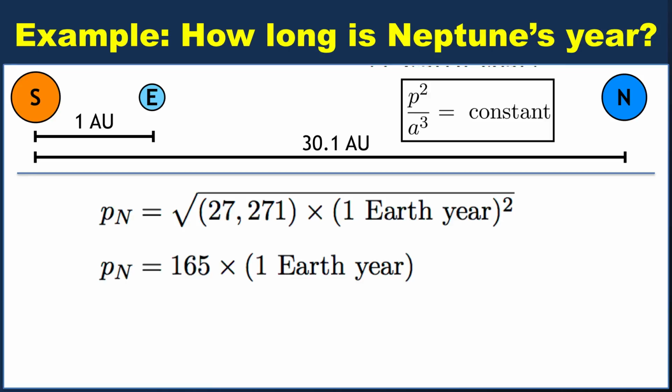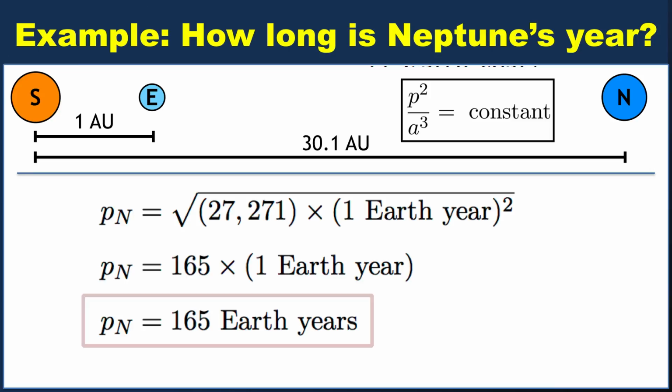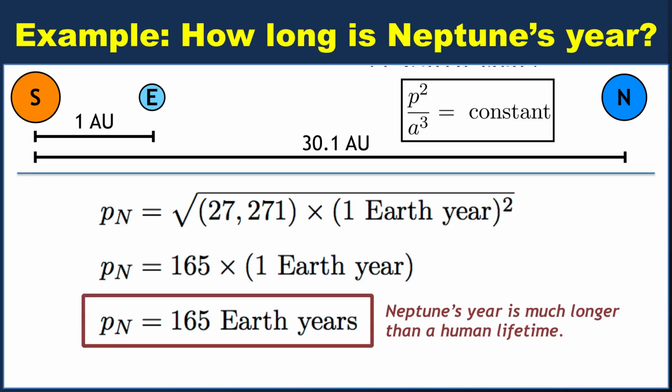That also had to go under the square root. 1 Earth year squared under a square root is just 1 Earth year. So that tells us that the answer is that the orbital period of Neptune is 165 Earth years. A few interesting things to note about this. One is that that's a really long time. 1 Neptune year is much longer than a human lifetime.